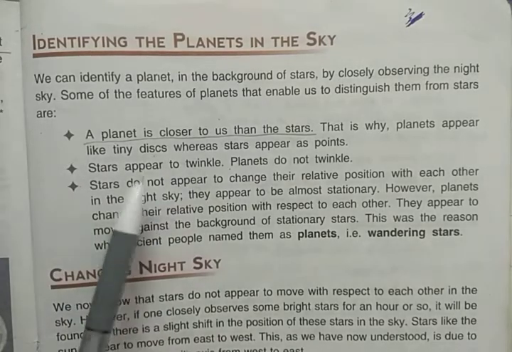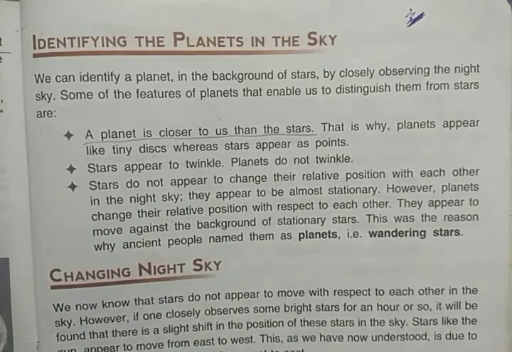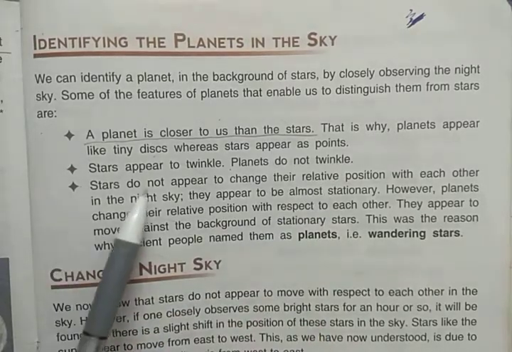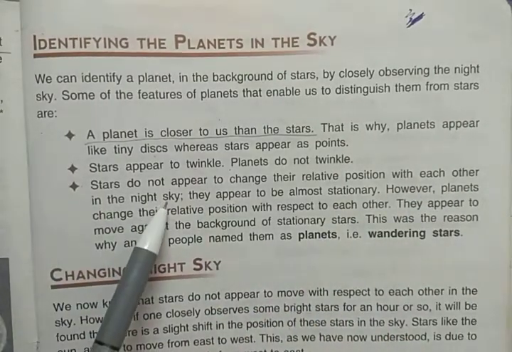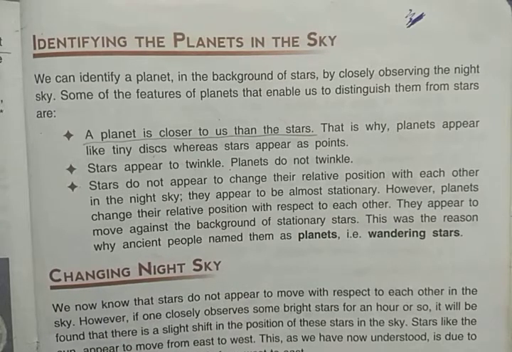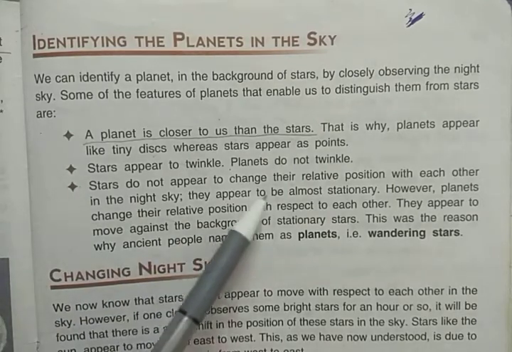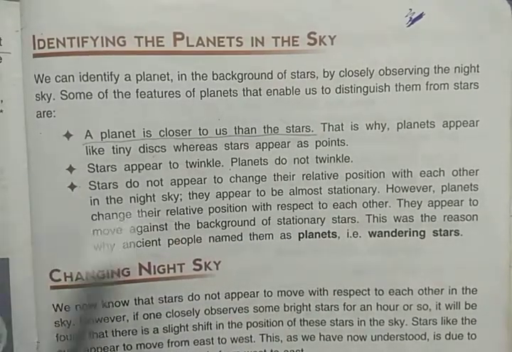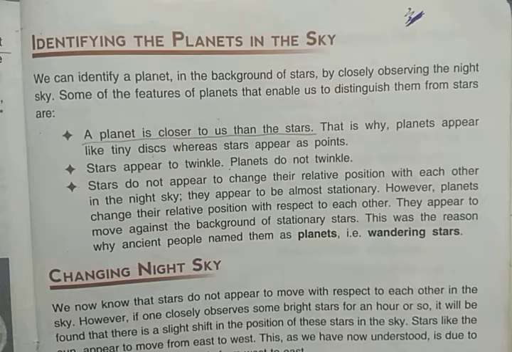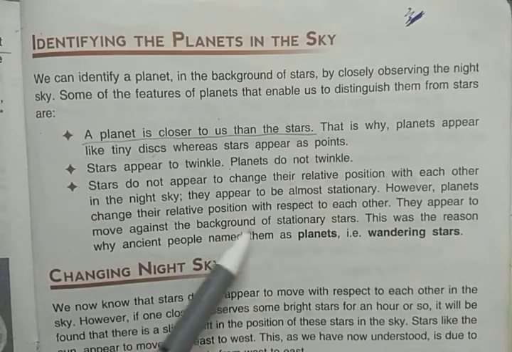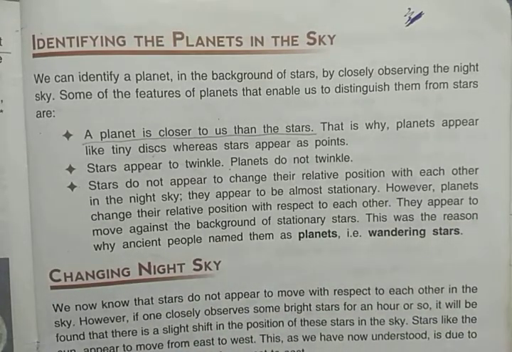Stars appear to twinkle. Star twinkle करते हैं. Planets do not twinkle. Stars do not appear to change their relative position with respect to each other in the night sky. Stars जो है वो अपने जो उनकी पोजीशन होती है वो एक दूसरे के साथ चेंज नहीं होती. And they appear to be almost stationary. However, planets change their relative position with respect to each other. बट प्लैनेट्स जो है वो अपनी रिलेटिव पोजीशन चेंज करता रहता है, मूव करता रहता है. They appear to move against the background of the stationary stars. तो वो मूव करता हुआ हमें नजर आता है.